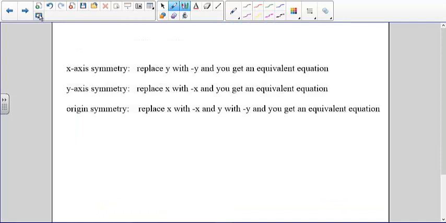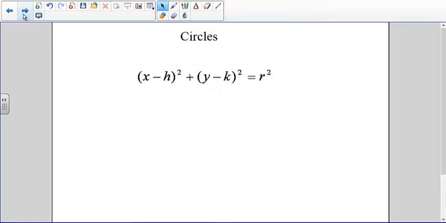So in x-axis symmetry, if you replace y with minus y, you get an equivalent equation, or you get a point on the function that's in the same x location. For y-axis symmetry, if you replace x with negative x, you get the same y value. And for origin symmetry, if you replace x with negative x and y with negative y, you'll get another point on the function, on the graph. And there's stuff about circles. We're not really going to talk about that.